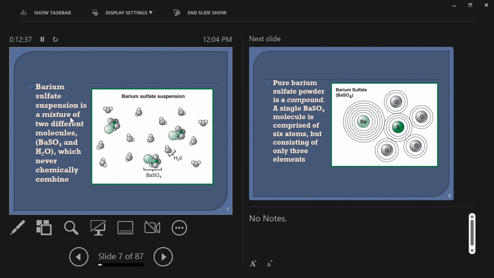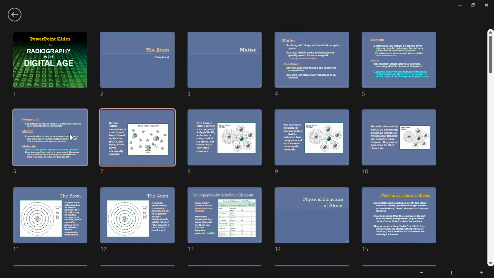But the point is that when I mix barium sulfate and water, they don't bond with each other chemically. The water and barium sulfate suspension is just a bunch of water and a bunch of barium sulfate all mixing around each other but not changing chemically. There's still barium sulfate and there's still water. They're just mixed together. They're not bonded together. Okay? So that's what mixtures are.